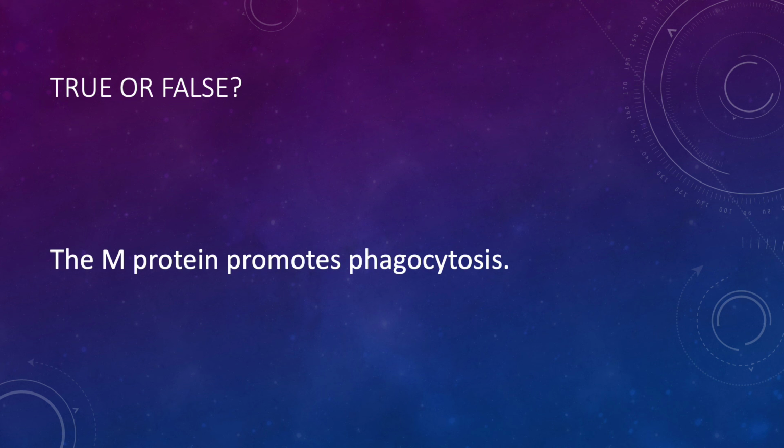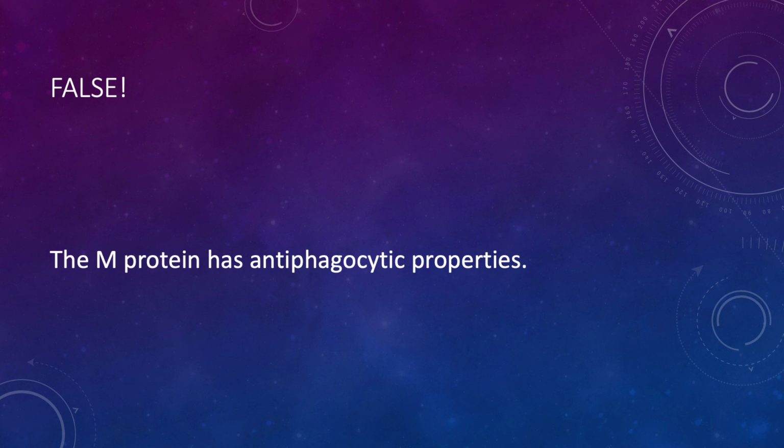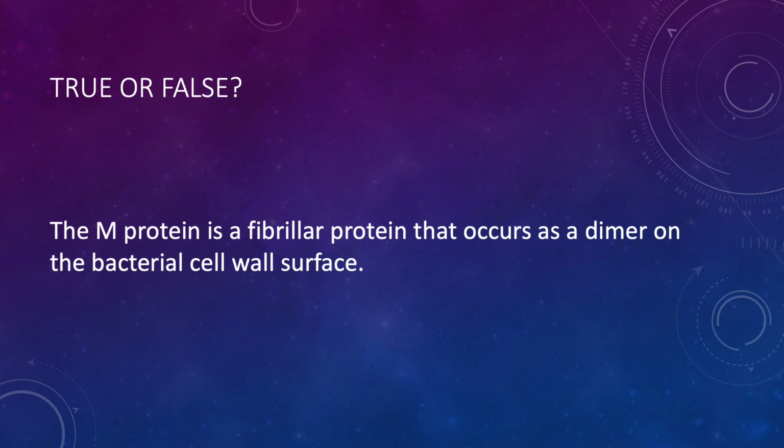True or false? The M protein promotes phagocytosis. This is false. The M protein has anti-phagocytic properties. True or false? The M protein is a fibrillar protein that occurs as a dimer on the bacterial cell wall surface. This one is true. This is the structure of the M protein.